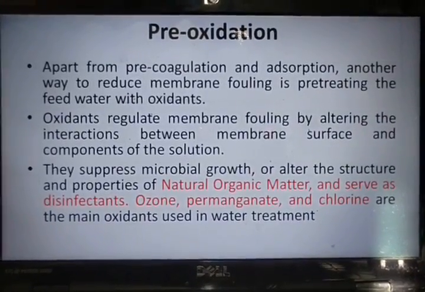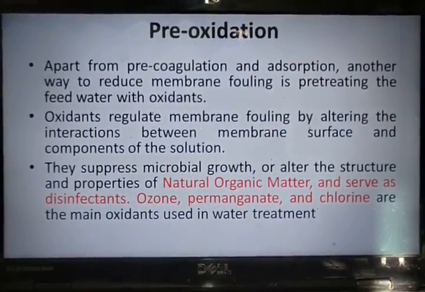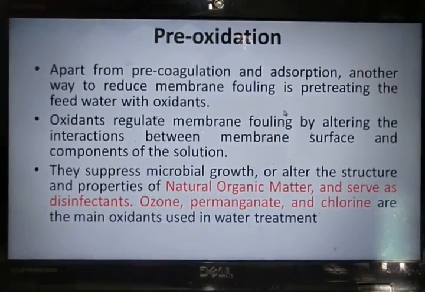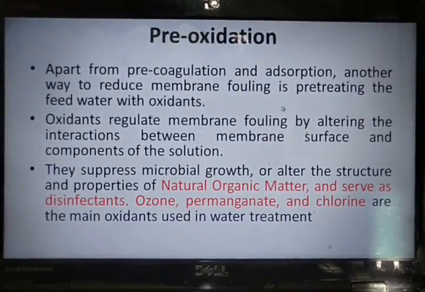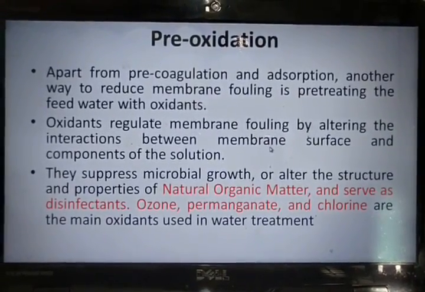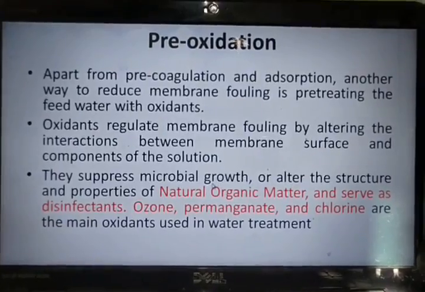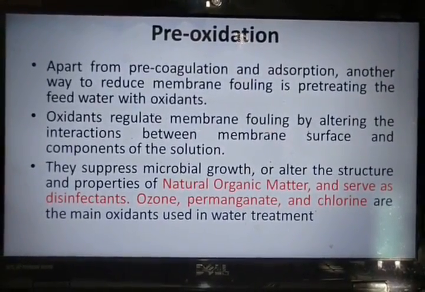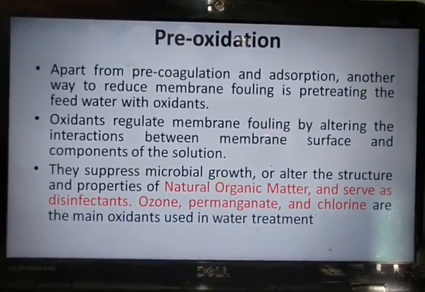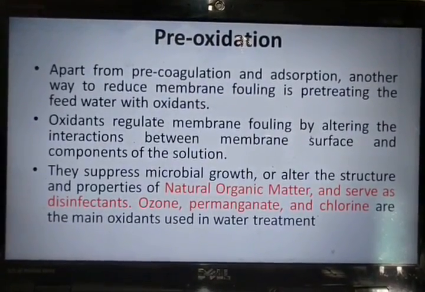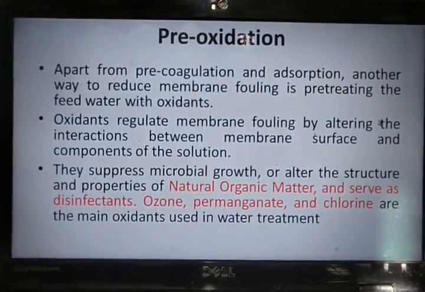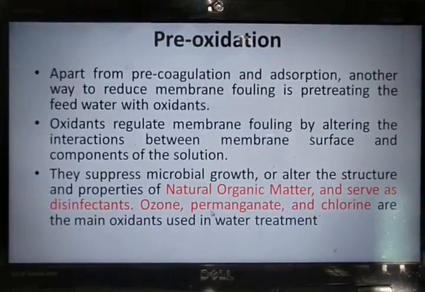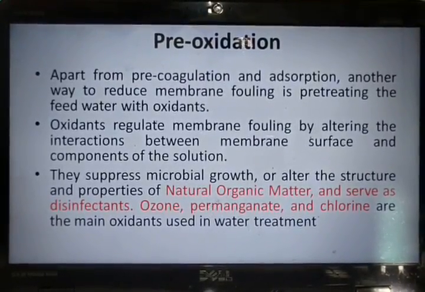Okay, then pre-oxidation is one of the methods of using certain strong oxidizing agents to treat the water before using the water for membrane processes. If you use any strong oxidizing agents, then naturally it will suppress the microbial growth because of the oxidation action on the microbes present in the water. That means this will kill most of the microbial growth.